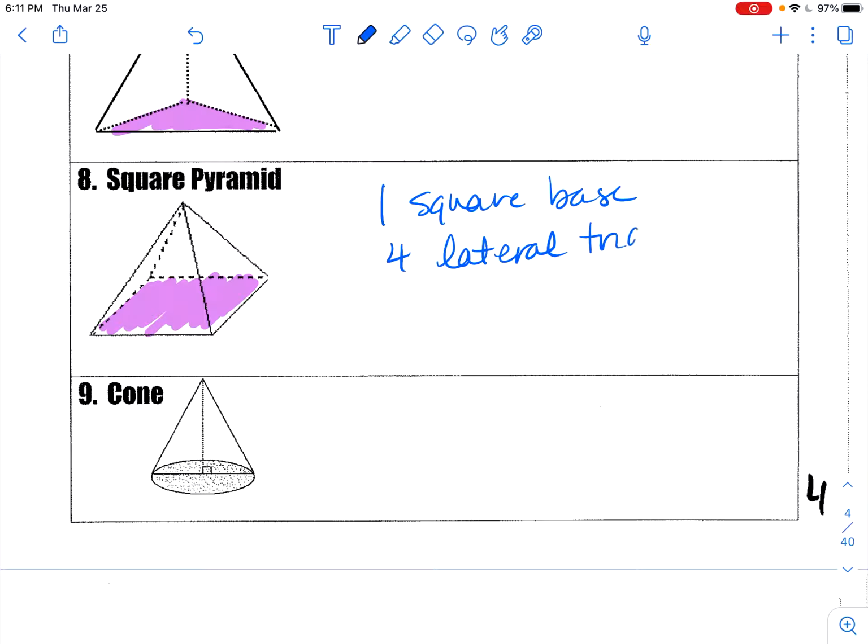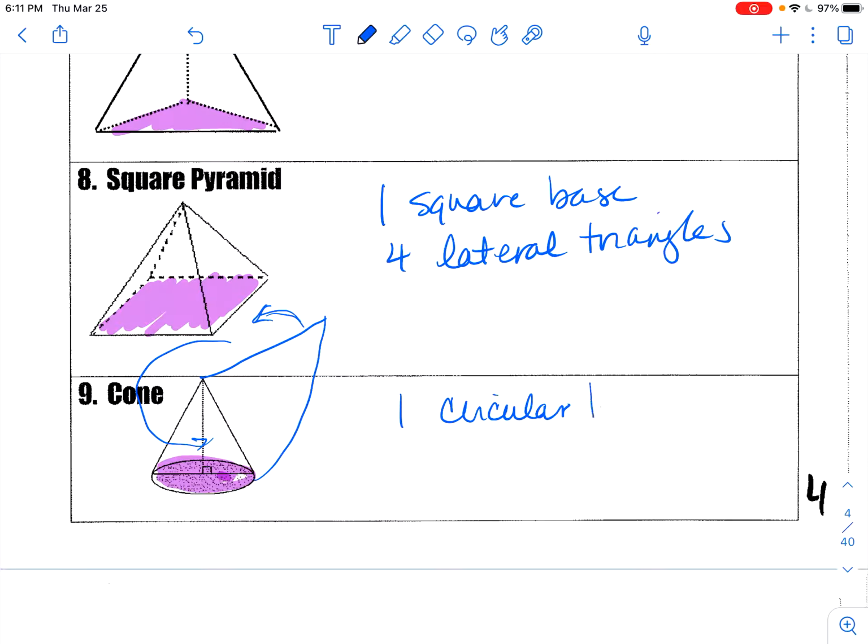And the last figure is the cone. The cone has a circular base and then a lateral triangle. If we were to unwrap this piece, it would unwrap like this, and you'd fold it around, and it would cover the surface of the cone, right? So this is one circular base and one lateral triangle.